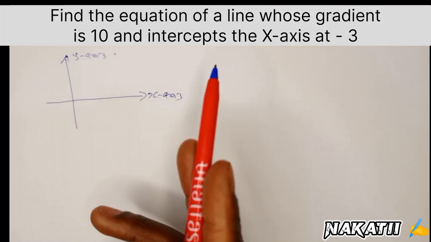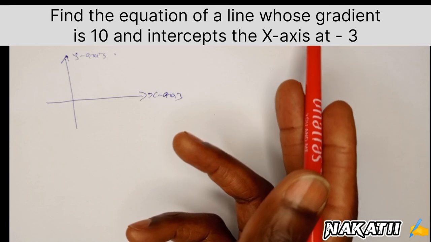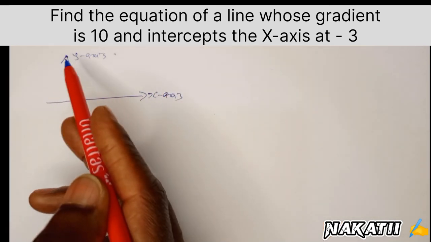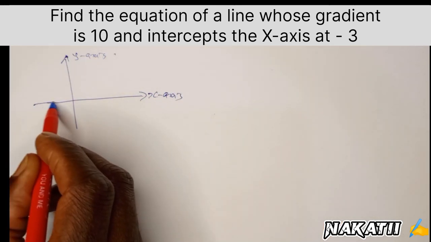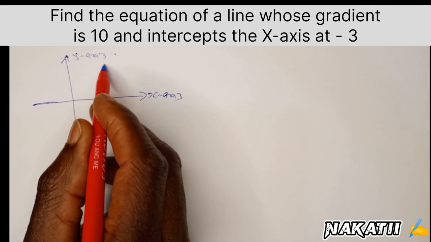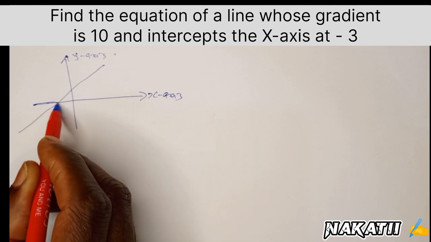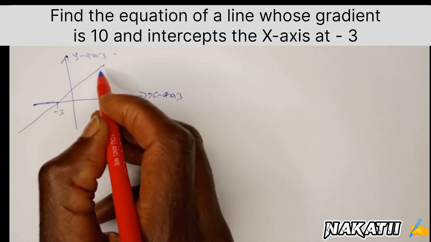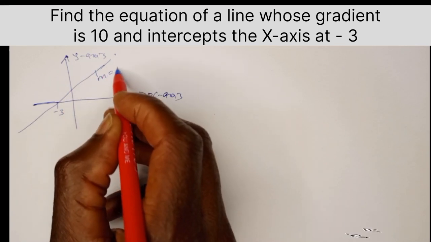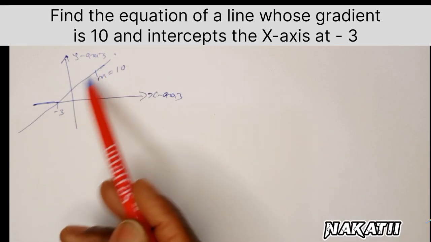Then we have a line whose gradient is 10 and intercepts the x-axis at -3. Negative sides are this side, so we're going to have something like this. I'm assuming this is -3. On this line, the gradient is 10. So I've been told to find the equation of this line.